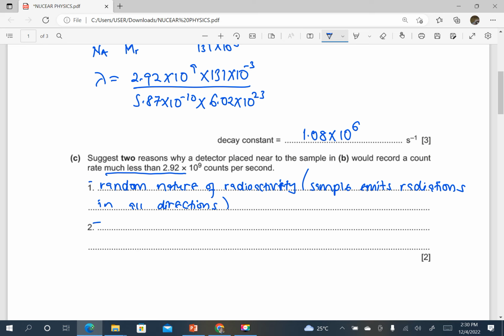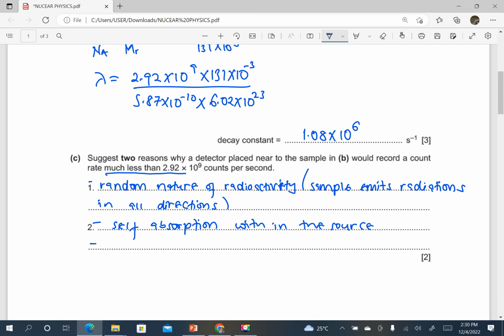Number two, it could be as a result of self-absorption. Maybe the emitted particles are absorbed within the sample before they reach the detector. So self-absorption within the source may also reduce the count rate, may make the count rate much less than expected.